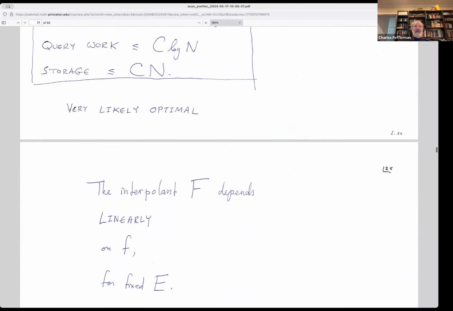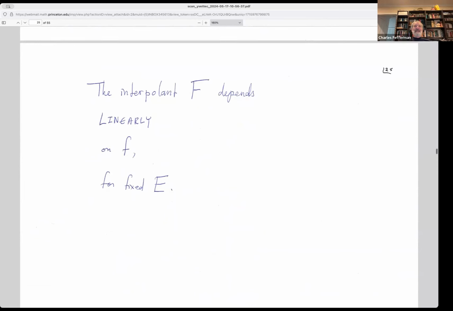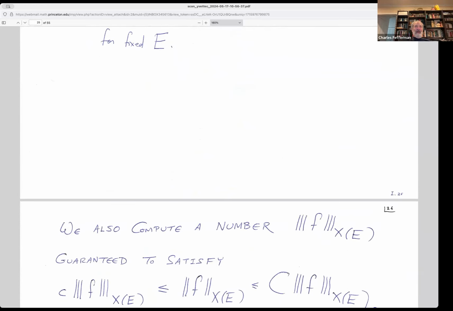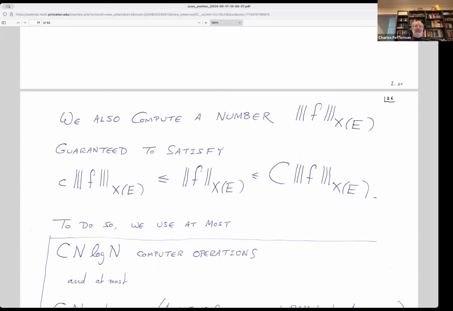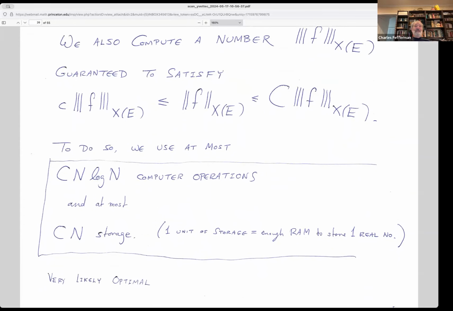By the way, the interpolant that we produce depends linearly on f for fixed E, and so that answers the theoretical question: is there a linear interpolation operator? Yes, there is. Now, that's the construction of interpolants. How about the calculation of the order of magnitude of the trace norm? That can also be done efficiently. That is, we can compute this triple norm of f, which differs from the trace norm by at most a controlled constant factor. And in order to do that, we use at most O(N log N) computer operations and at most O(N) storage.